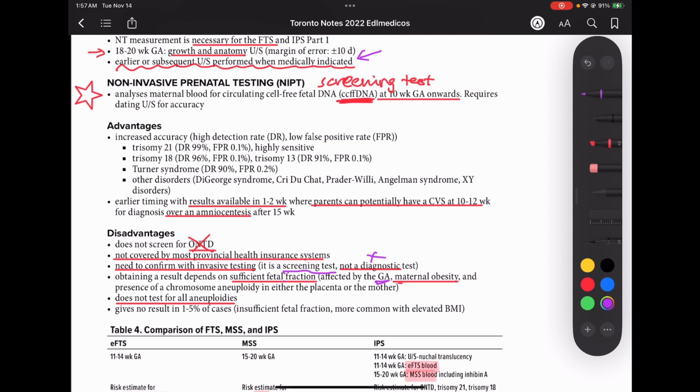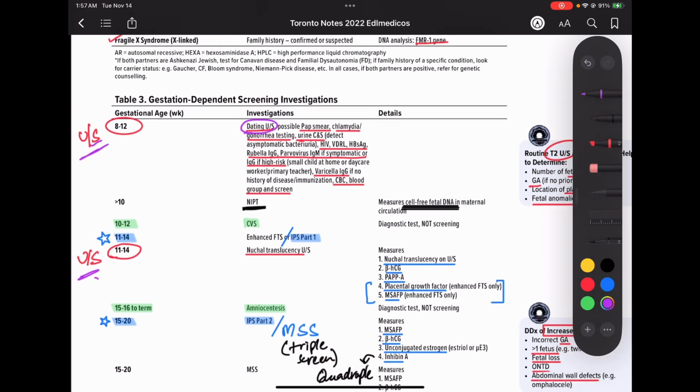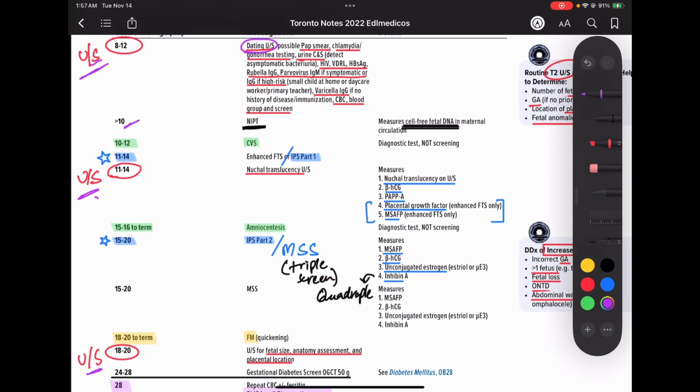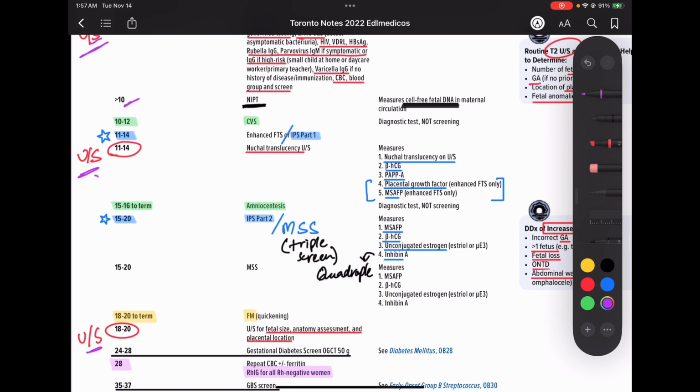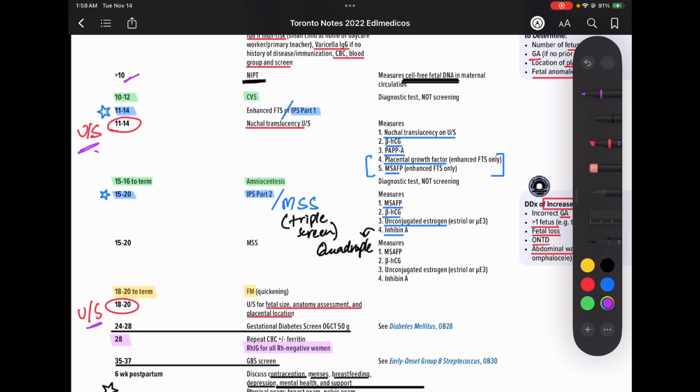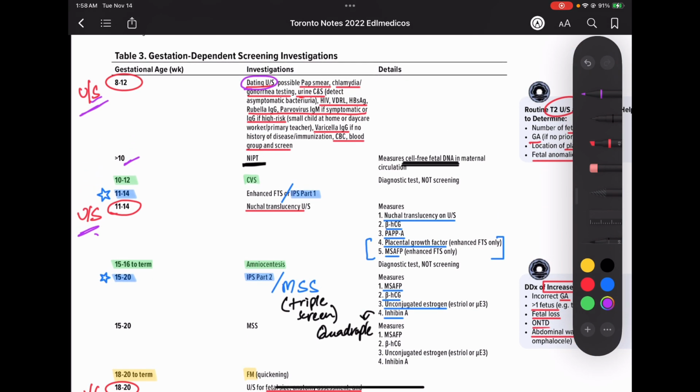It does not test for all aneuploidies, and gives no results in 1 to 5% of cases because of insufficient fetal fraction, which is more common with elevated BMI. So maternal obesity might be a reason for inaccurate NIPT results, but NIPT can be done after 10 weeks, and it is non-invasive.